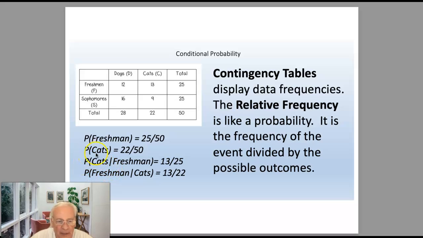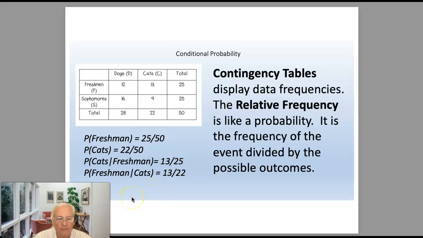But look at these bottom two here. This one is the probability that the student owns a cat given that they're a freshman. So the bottom number, we're picking from the freshmen, 25. Of these freshmen, how many have a cat? 13 of them. You go right along that row there. 25 is the bottom number, 13 is the top.